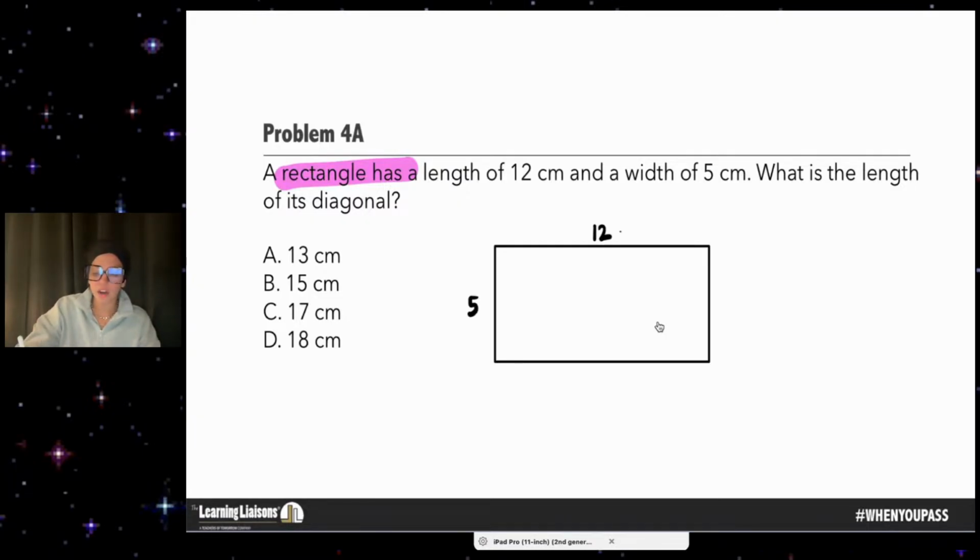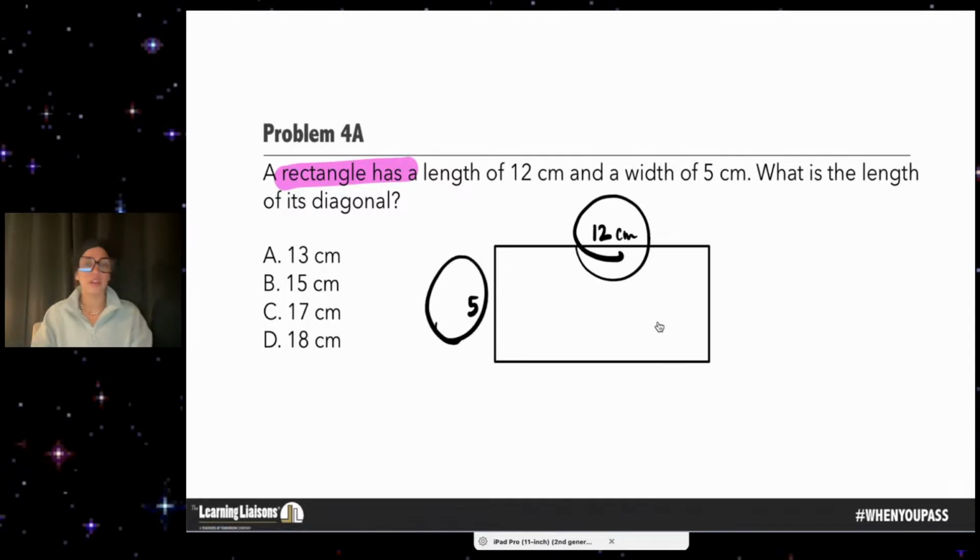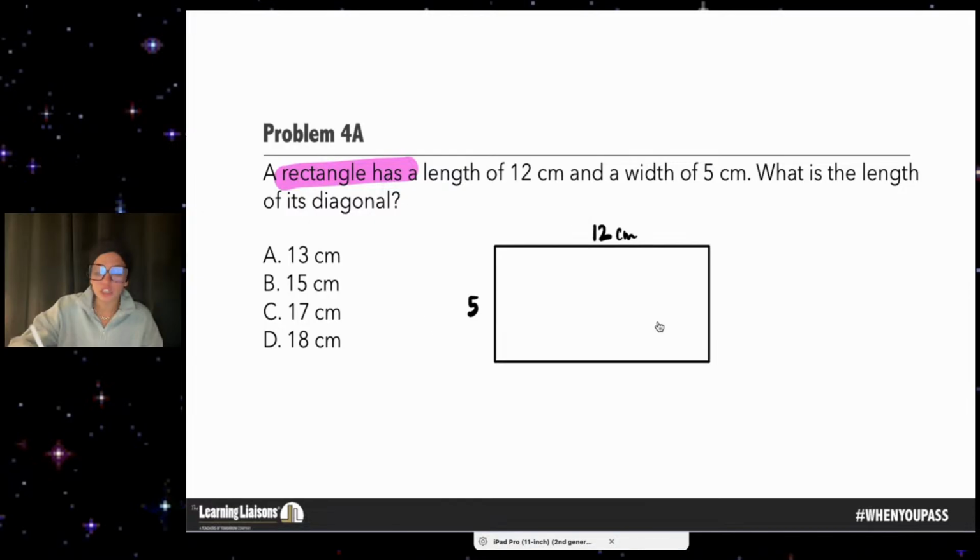Does it matter if you put the 5 up here and the 12 down here? It really doesn't matter. So you don't need to stress about, oh man, I thought length was here and width was here or whatever. It doesn't matter. What is the length of the diagonal? So they want to know what that value is.